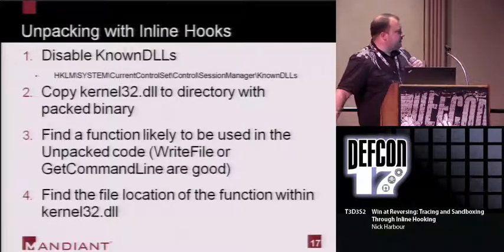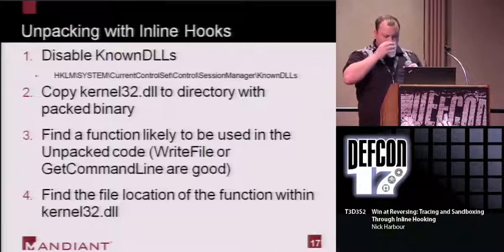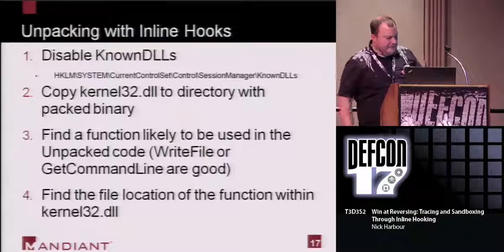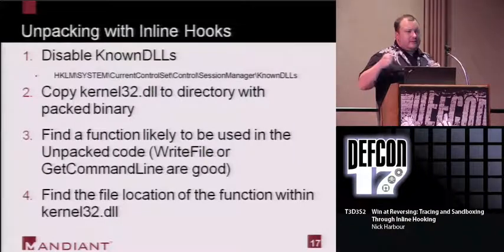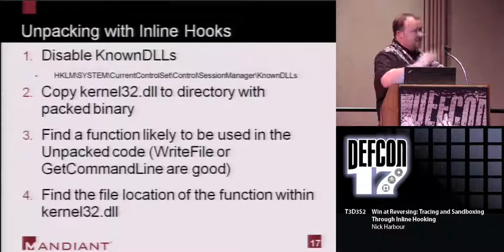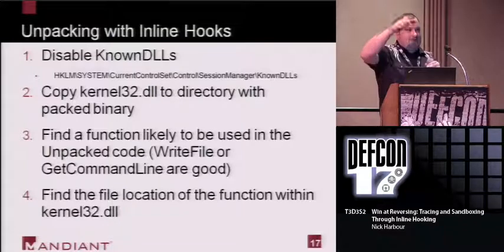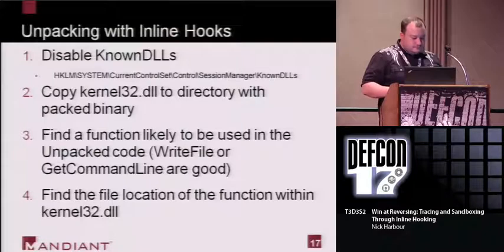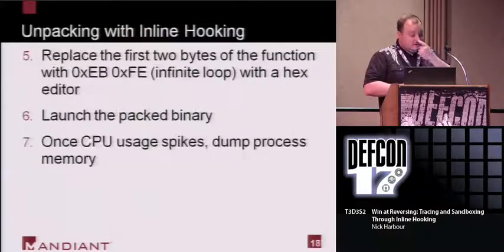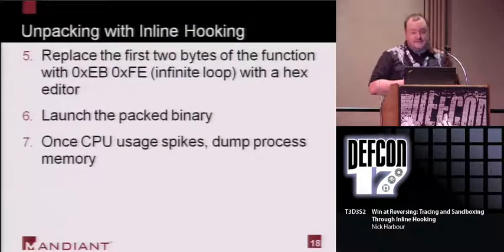Then you've got to find the location of that function within kernel32. I'm talking about the physical location within the file where that function starts. I'm going to omit the details of that process. It's a lot of math and calculating. And once you find where that function actually starts, you just replace the first 2 bytes with EBFE, which is an infinite loop in Intel.